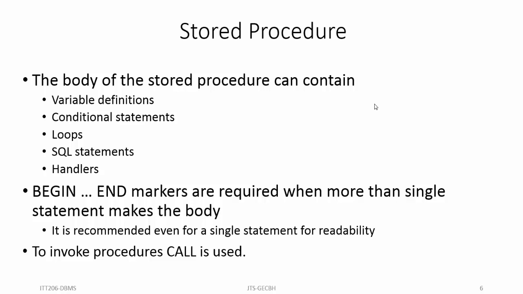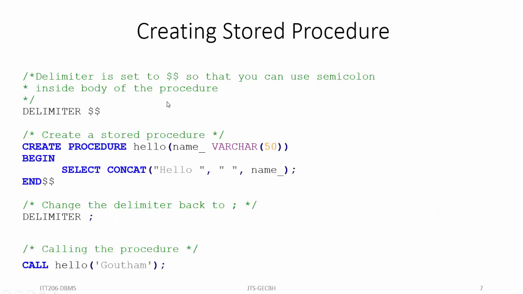Then to invoke procedures, the call statement is used. Now with an example we will see how we can create a stored procedure. First of all we will set the delimiter to some other symbol, because our procedure will have a lot of statements that will be delimited using semicolon. So in that case we will first change the delimiter to some other symbol. Here I have taken two dollar signs. So first the delimiter is set to dollar so that we can use semicolon inside the body of the procedure.